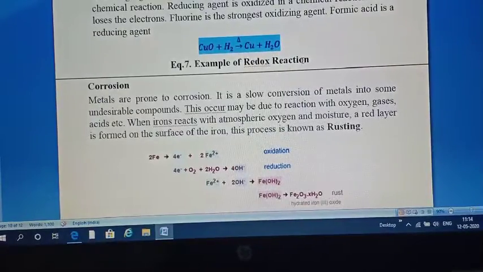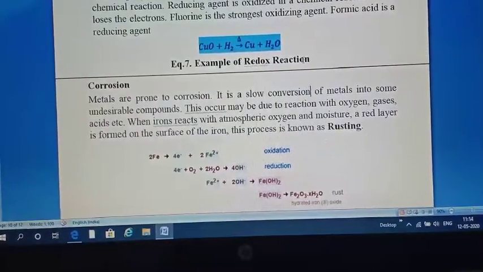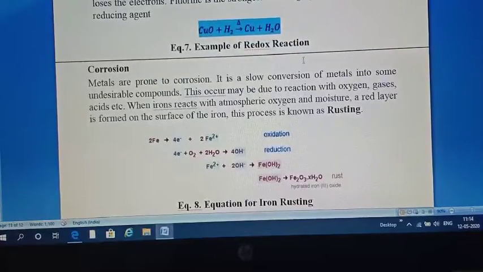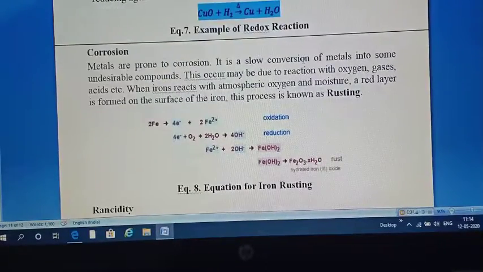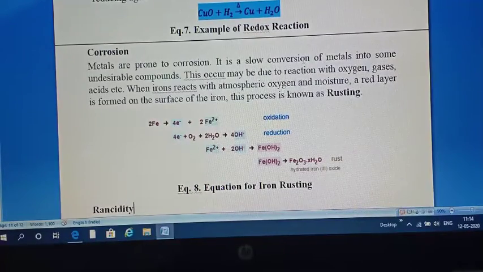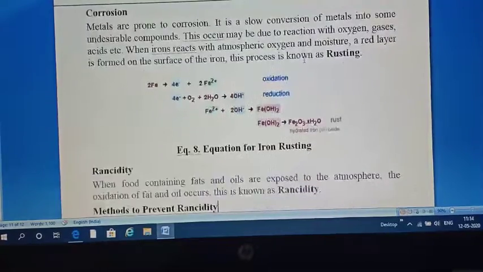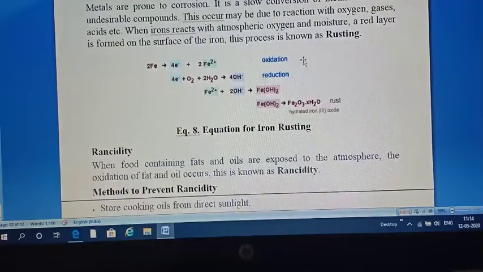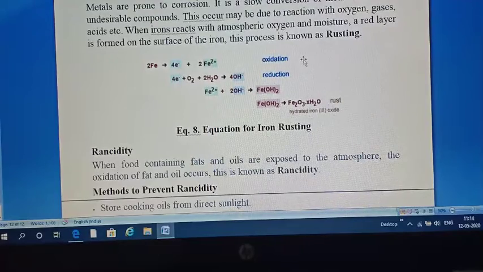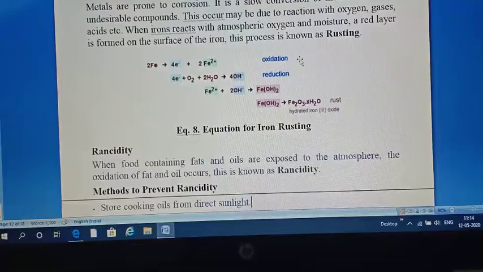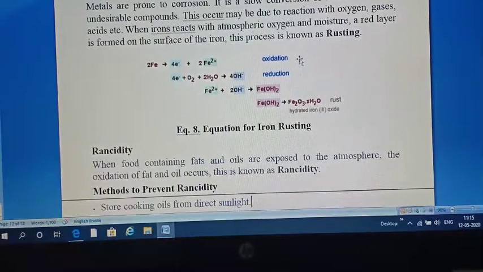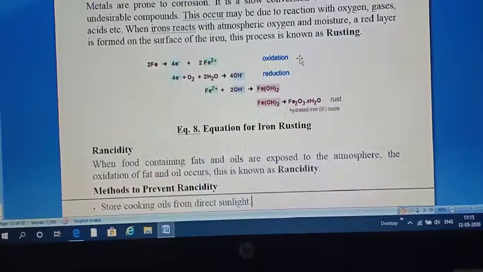Now the next one is the corrosion process. In that, metals are prone to corrode, meaning a slow conversion of the metal into some undesirable compound. This may occur due to reaction with oxygen, gas or acid, etc. Then we consider it corrosion. The example of corrosion is iron reacting with the moisture of the environment and being converted into a brown color substance, called rusting.